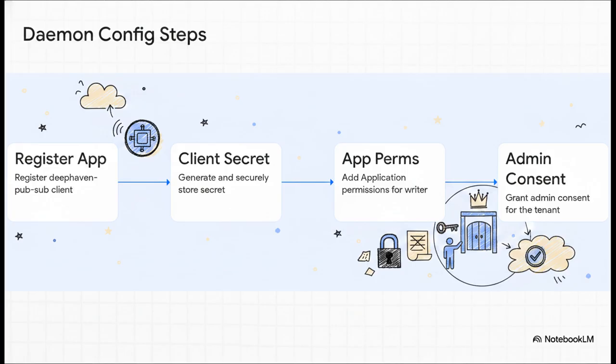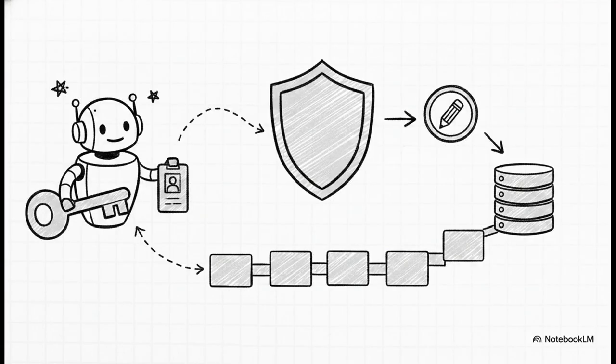Third, add application permissions, not delegated permissions, for the writer role. Finally, an administrator absolutely must grant admin consent for the tenant so the daemon is authorized to act on its own behalf. Once that's locked in, this headless lifecycle runs beautifully.